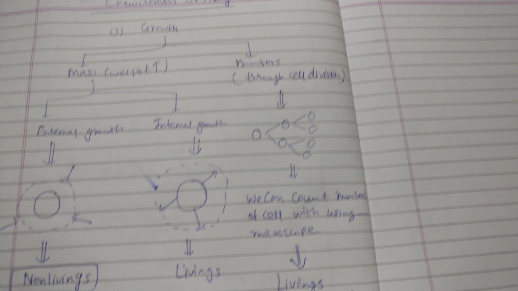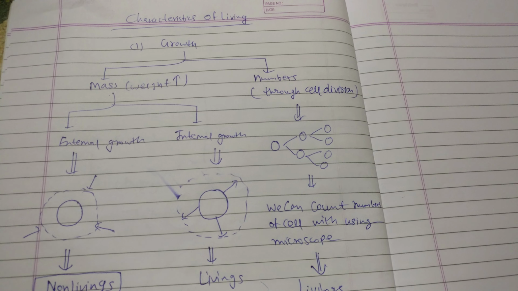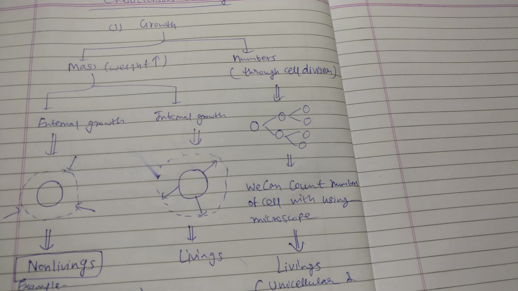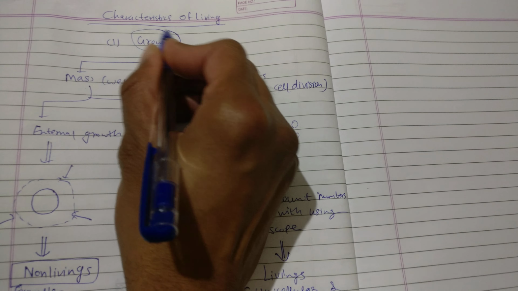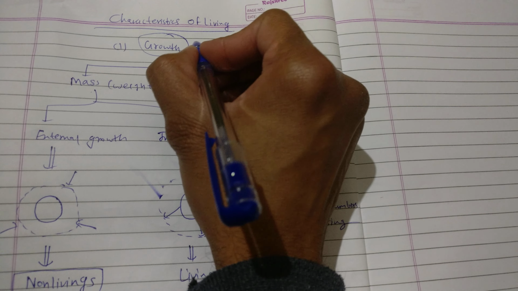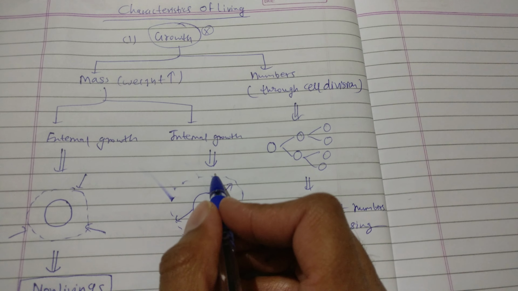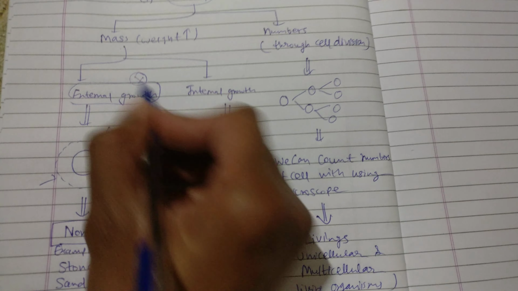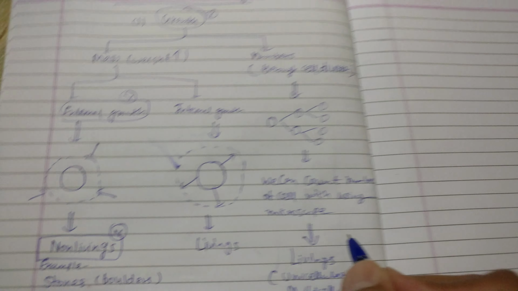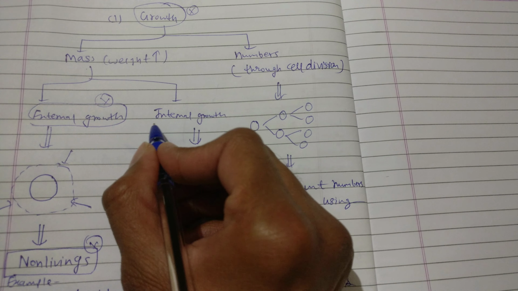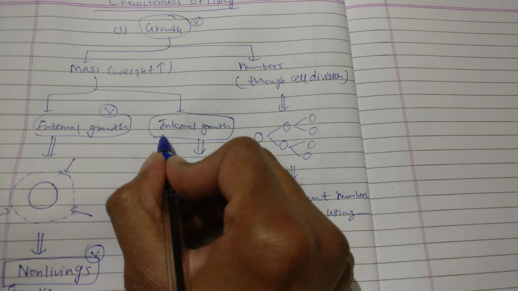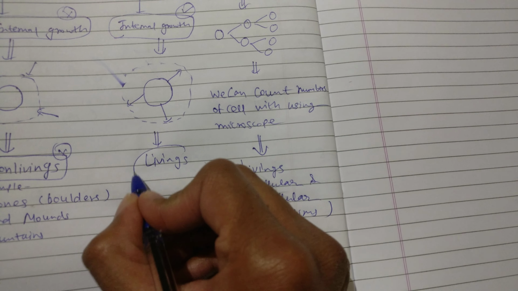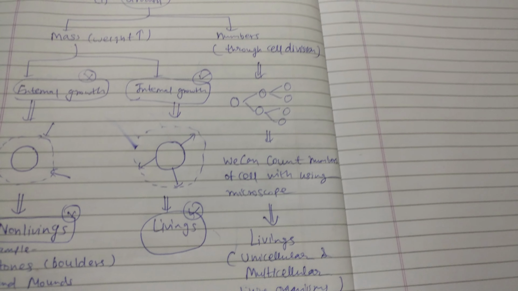So the question is generally: does the term growth alone properly explain the living? The term growth is not explaining properly the living, because if we say the term growth, external growth also comes, which is only found in a non-living. But if we specifically say internal growth, is it properly defining the living? Then the answer is yes, because internal growth takes place only in a living.